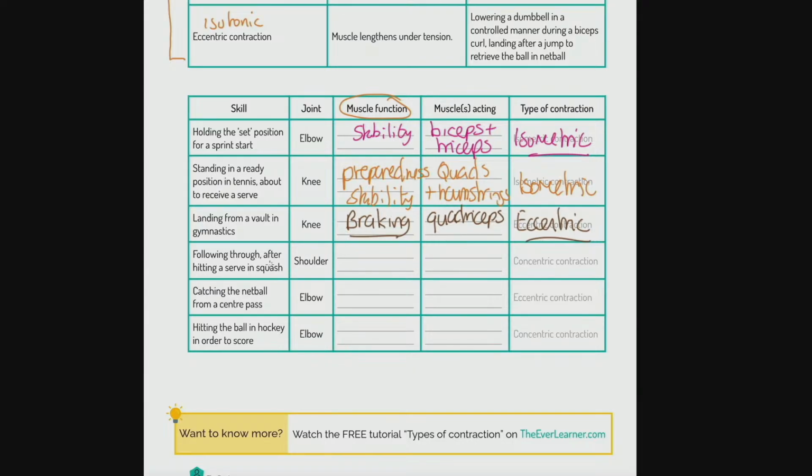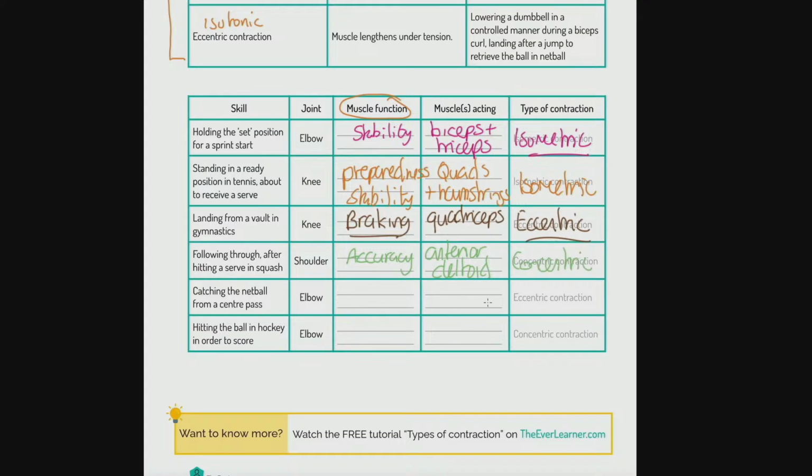Now, let's do the follow-through after hitting a serve in squash at the shoulders. The shoulders sort of going in front of you into a flex position. No one plays squash anymore, do they? What have we got here? Well, the shoulder is now performing the function of providing accuracy, the follow-through. Which muscle is providing this motion? Well, it's what we would call your anterior, just meaning frontal, deltoid. Your anterior deltoid. And this absolutely is a concentric contraction.